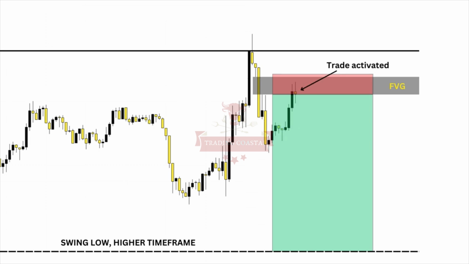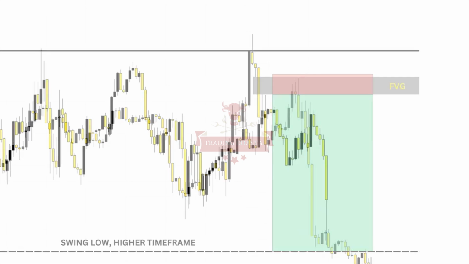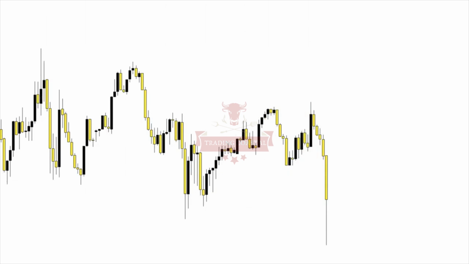As you can see, price pushed upside and activated our sell order. You can see price rapidly pushed to the downside and finally hit our take profit. Let's do another trading example.